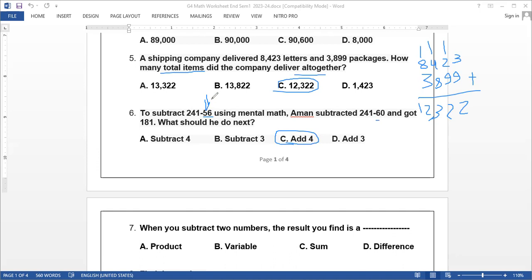Now here, if he adds 4, you have to think about it like this. If he adds 4 to this one, he should add 4 to the difference. So he subtracted from 241, he made it minus 60 instead of minus 56. So he subtracted 4 more. So now he needs to add 4 to the difference. When you subtract two numbers, the result you find is called what? The difference. The answer of subtraction is called what? Difference, as I mentioned before.